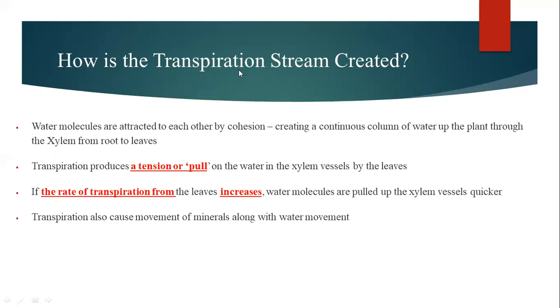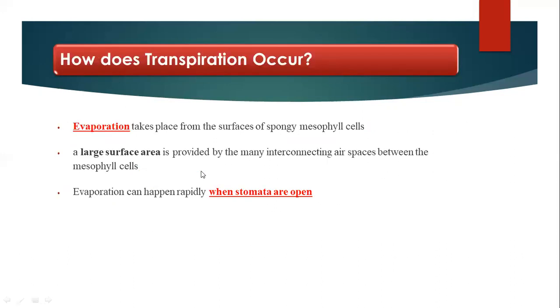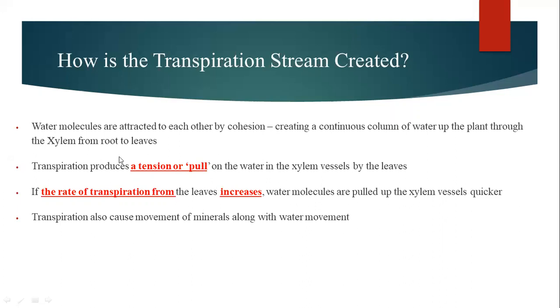So how is the transpiration stream created? Water molecules are attached to each other by hydrogen bonds, by cohesion, creating a continuous column of water up the plant through xylem from root to leaves, as we agreed a minute back. Transpiration produces tension when water is lost through leaves. This loss of water makes a tension or pulling force on the water in the xylem vessels, calling for absorption of more water from roots to leaves. And if the rate of transpiration from the leaves increases, water molecules are pulled up the xylem vessels quicker.